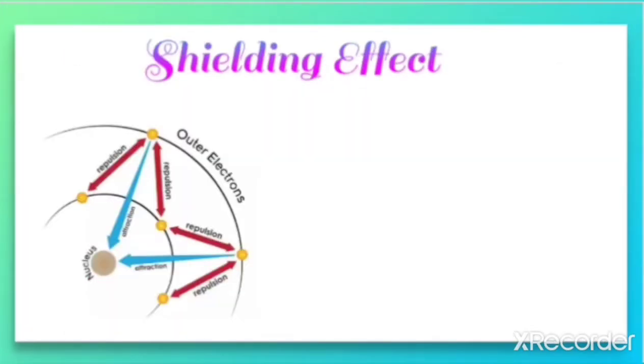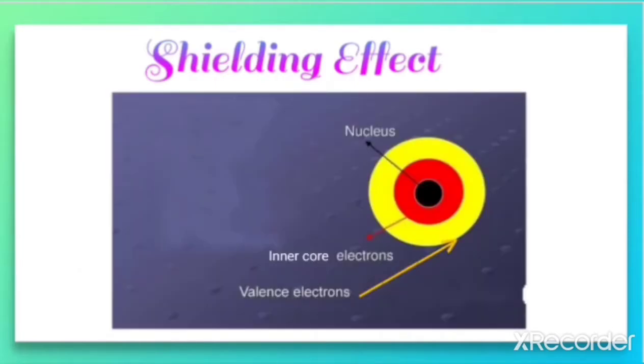Next factor governing the ionization enthalpy is the shielding effect, which is also called the screening effect. In atoms, the electrons can be categorized into two types. The electron present in the outermost shell is called the valence electron, represented in yellow color here, and the electron inner to the valence shell is called the inner core electron, represented by the red ring in this. And there is a nucleus at the center.